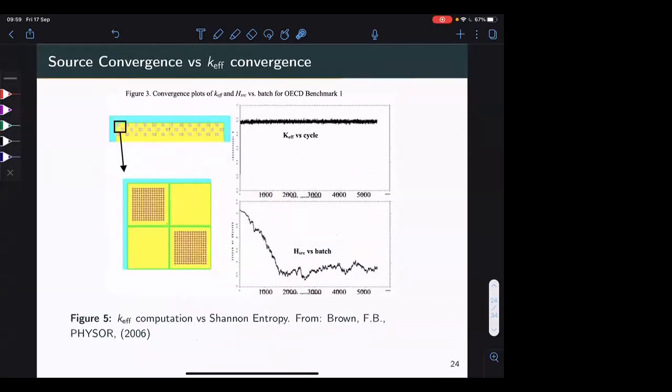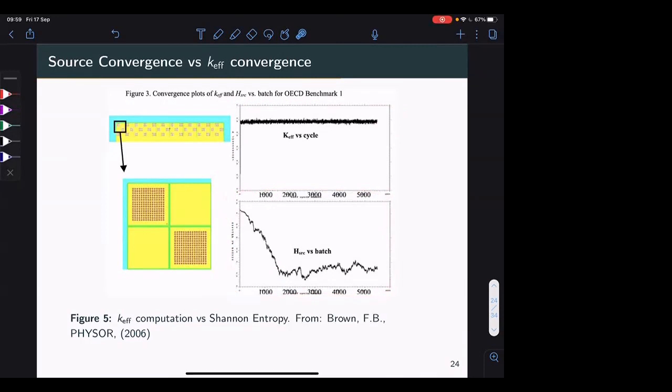So we look at effectively the Shannon entropy of the particle picture at any given state. I think there's a slide here. This is an example of a reactor computation, from a paper by Forrest Brown. This is an estimate of K-effective. You can see it stabilizes incredibly quickly in this type of reactor. But actually, if you look at the Shannon entropy, it suggests that it's not stable until about 1,500 generations. So the K-effective looks like it's stabilized, but the Shannon entropy hasn't.